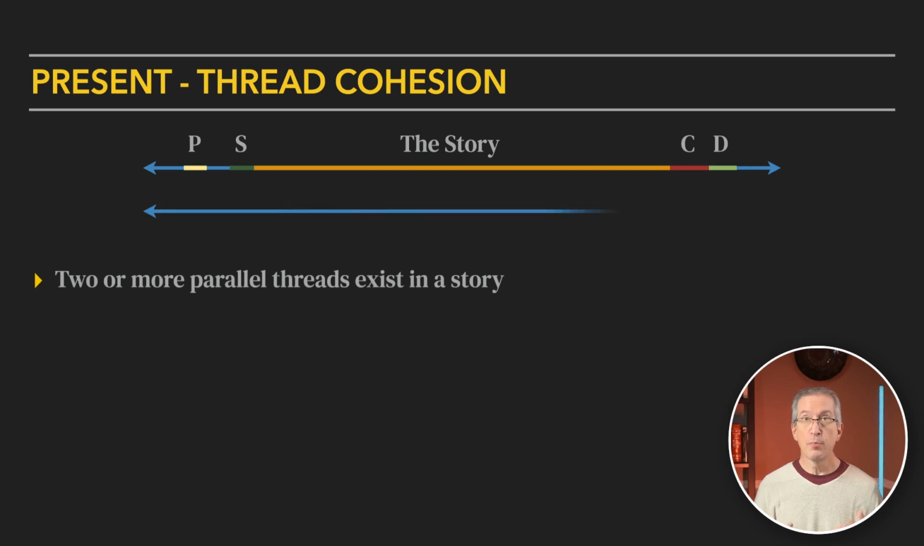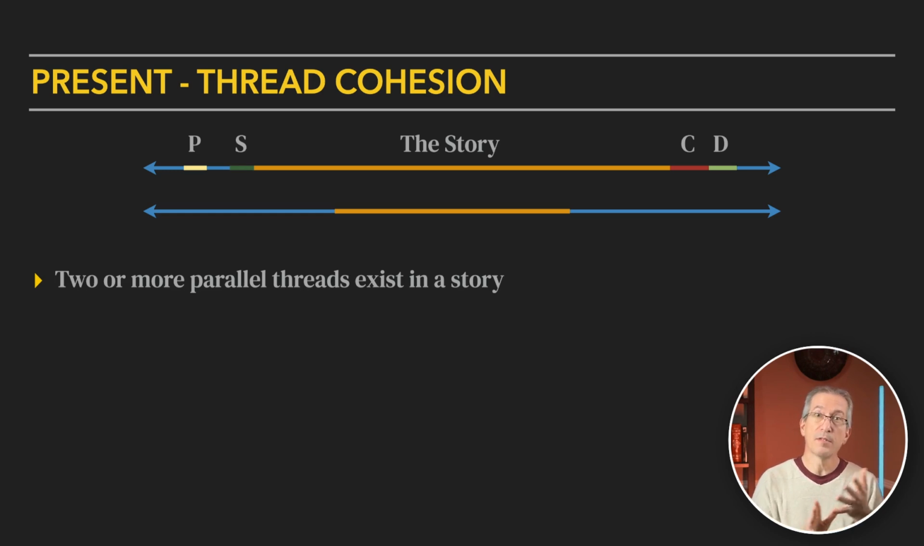And now we're going to shift to present. So I mentioned that thread cohesion. If you have multiple threads in your story, and epic fantasies are really famous for this, there's a lot of different POV characters going on. And so this becomes really important in that type of story. But even if you have something like you're giving some hint as to what the antagonist is doing, there are other things going on in any story beyond the POV character, the protagonist.